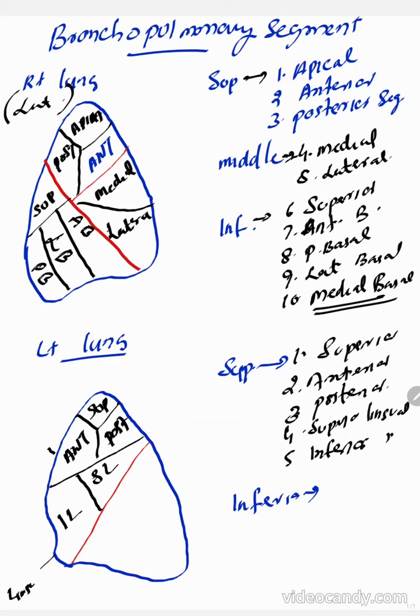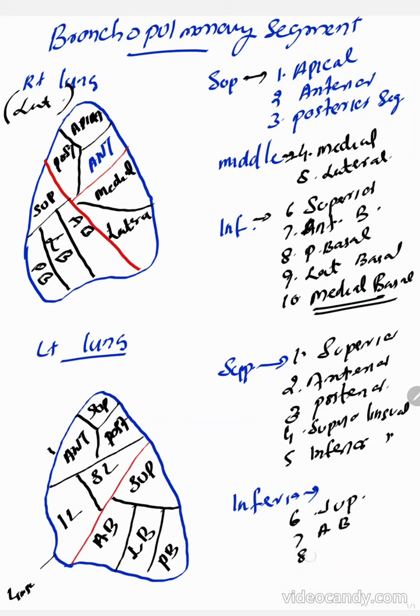Okay, then coming to the next one, this is the inferior lobe. The inferior lobe is the same as that of the right lung. How can we draw? Just draw like this. Then here we have 3, and the names are the same. Superior, anterior basal, posterior basal, lateral basal. Okay, let us write. 6th one is superior, 7th one is anterior basal, 8th one is lateral basal, then comes the posterior basal, and the last one is the medial basal.